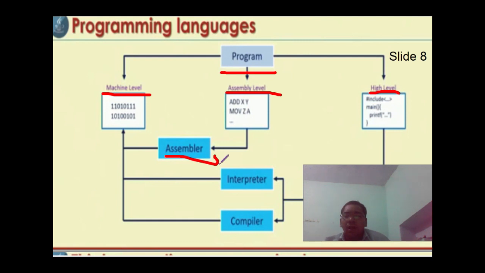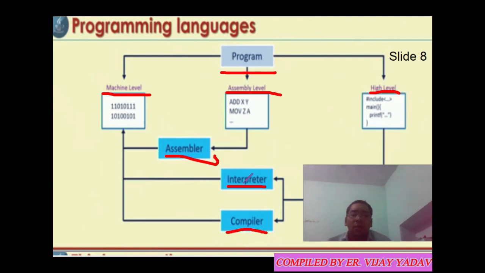On the other hand, high level programming languages also need to be translated into machine level language. For this translation there are two modules available. One is called the compiler, and the other is called the interpreter. The compiler will translate the entire program in one go and produce the machine level code, whereas the interpreter will run one statement at a time. So this is the difference between the compiler and the interpreter.